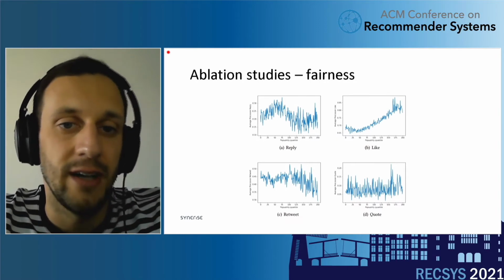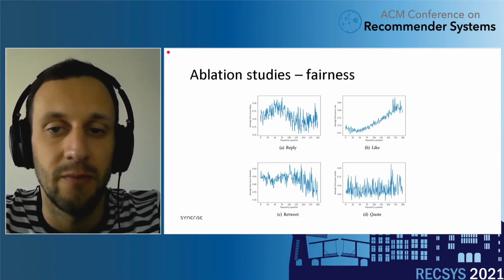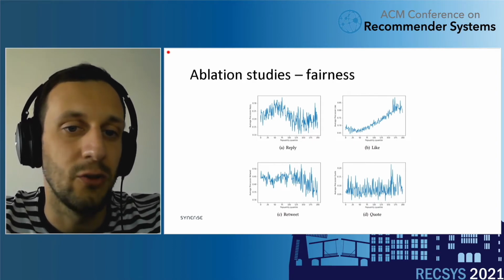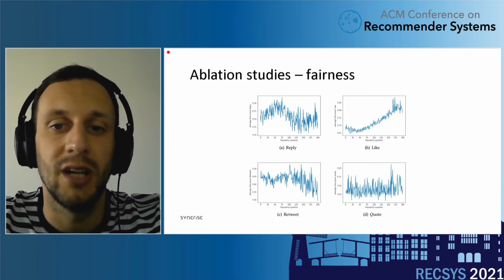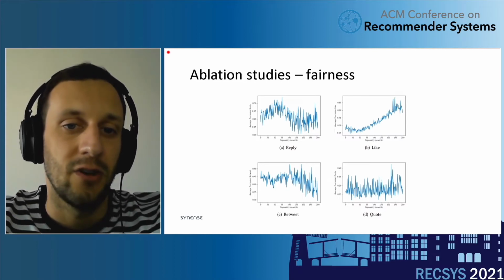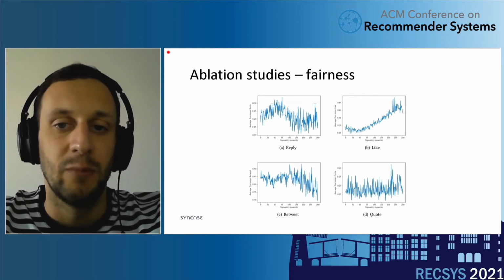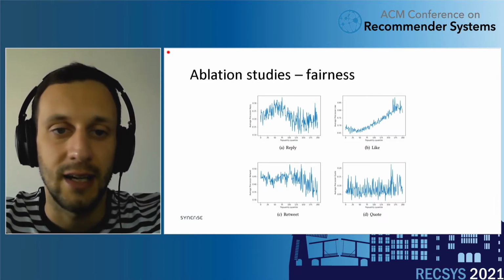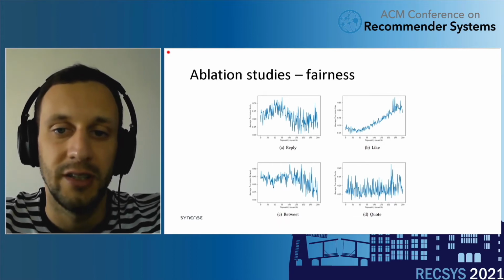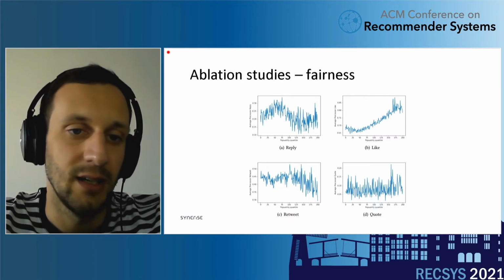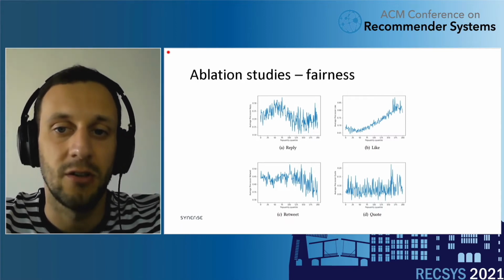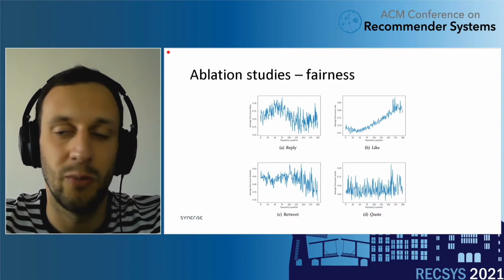We also verified the impact of the fairness concept by dividing the test examples into 200 quantile groups based on the popularity of the authors of a tweet. And the results are visualized in these plots. The popularity increases with the x-axis, and we can observe that there's no strong trend in the average precision score for reply, retweet, and quote reactions. However, the performance of predicting likes increases with the popularity of the author.